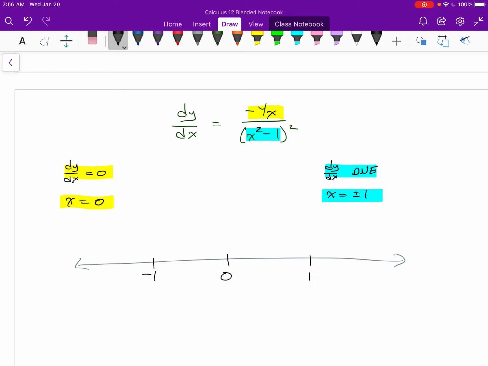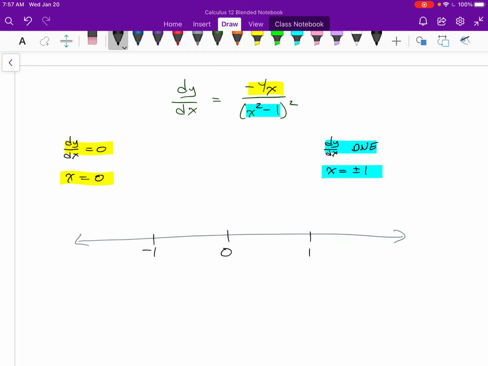And again, unless there's any other critical points I've missed, which the derivative is not that complex, so there aren't any, then I know everywhere less than negative 1, it's either increasing or decreasing. And same thing between negative 1 and 0. As well, though, don't forget what I've learned before. I know at negative 1, dy dx does not exist.